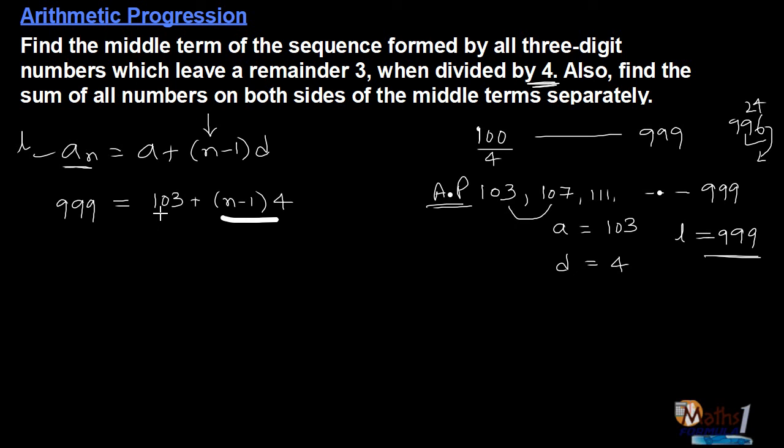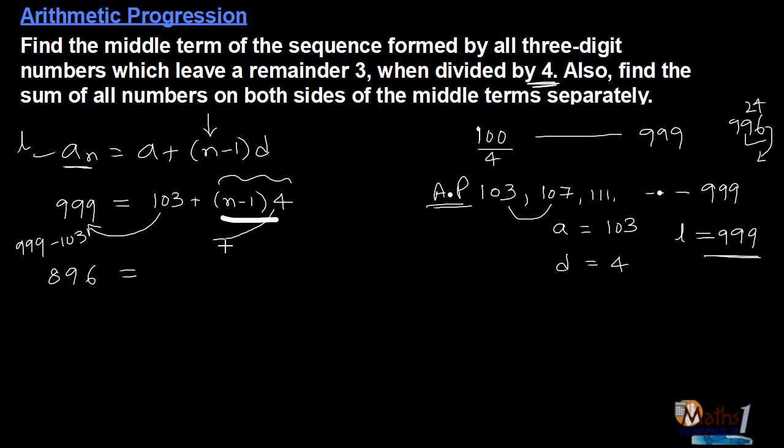So here what I'll do is transpose this. If you multiply this and then start adding 103 minus 4, that is just a waste of time. So 4(n minus 1) equals, after transposing 103, 999 minus 103. 9 minus 3 is 6, 9 minus 0 is 9, 9 minus 1 is 8, so 896.